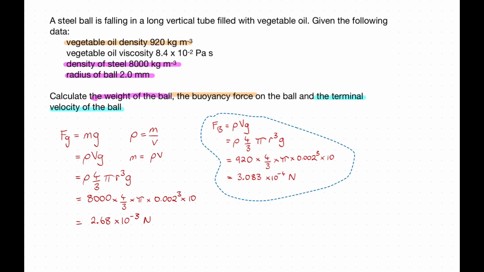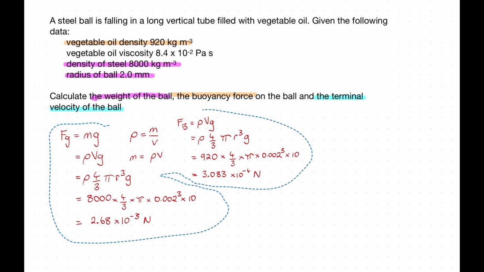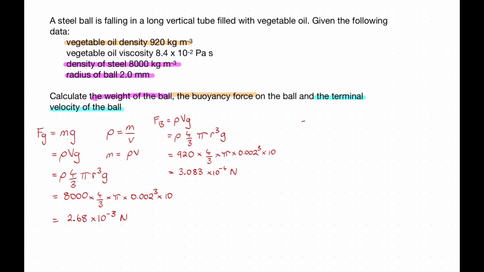Finally, we need to calculate the terminal velocity of the ball. Terminal velocity occurs when the sum of the forces is equal to 0, and this is the fastest something can fall when it falls through a fluid. So our sum of the forces is going to be equal to 0, and these forces are made up of a buoyancy and a drag force pointing up, and our gravitational force pulling down.